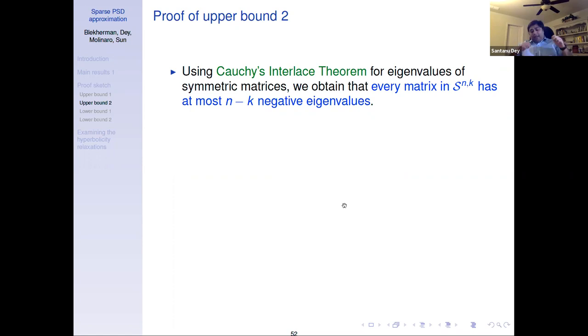So if you take Cauchy's interlace theorem and apply it a sufficient number of times so that you start from the n by n matrix and land at the k by k matrix, now the k by k matrix is PSD. That tells you something about the sign pattern of the eigenvalues of the big matrix. What you can argue is that there are no more than n minus k negative eigenvalues for matrices in S_N^k.